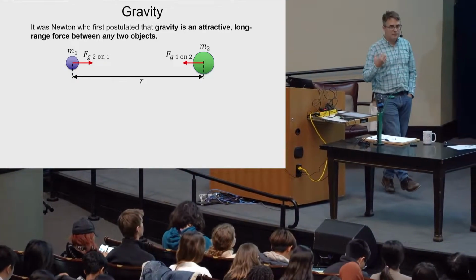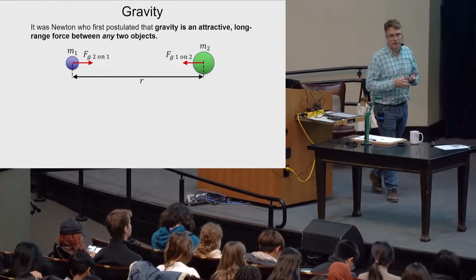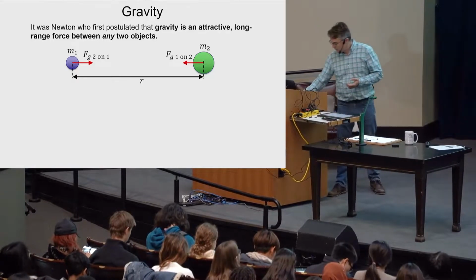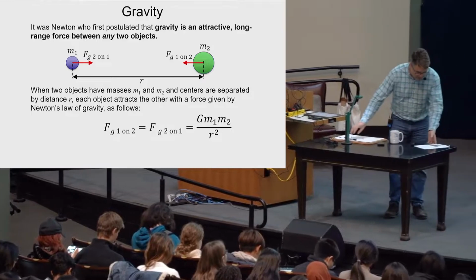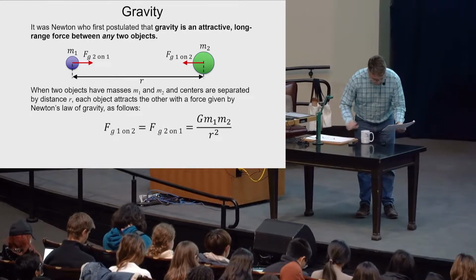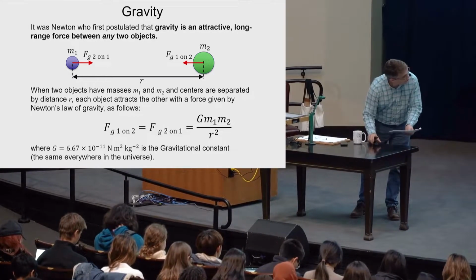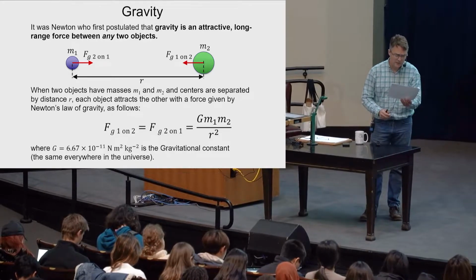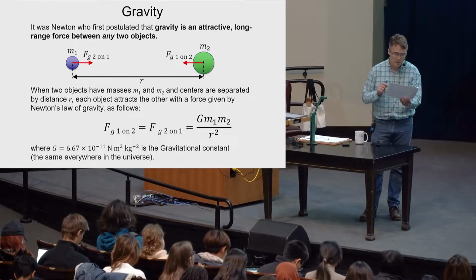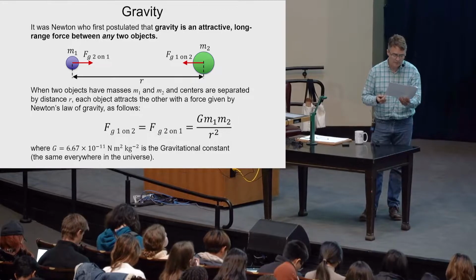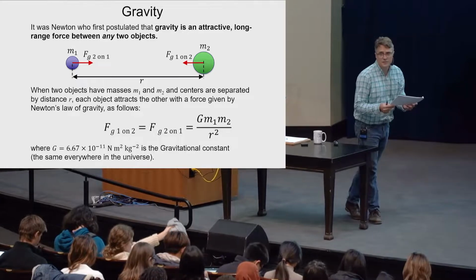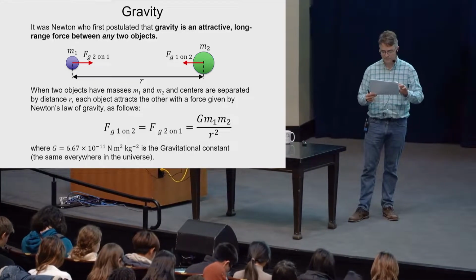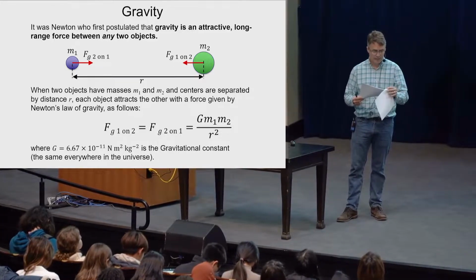So the idea being that any two massive objects are attracted to one another by a force. The force has got an equation for it. It's G m1 times m2 over r squared, where I think the G there is 6.67 times 10 to the minus 11 newton meters squared per kilogram squared. That's the universal gravitational constant. So this is the discovery of universal gravity. And you can measure it.